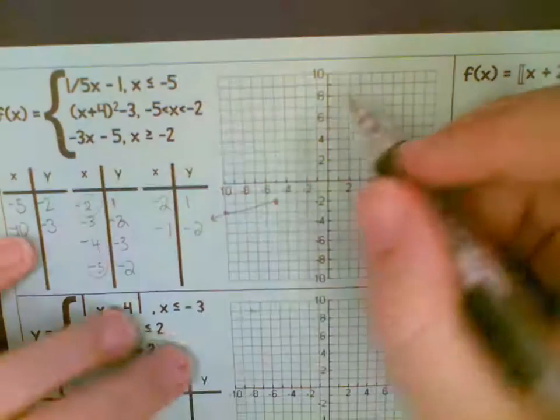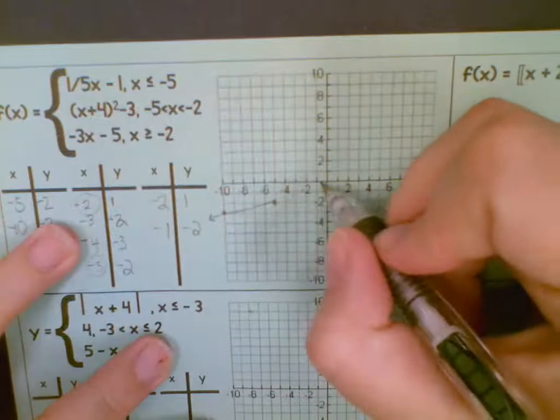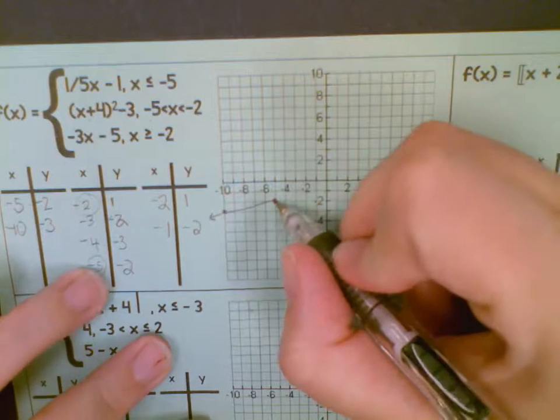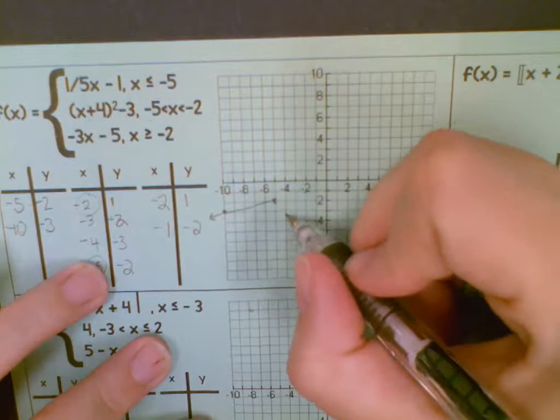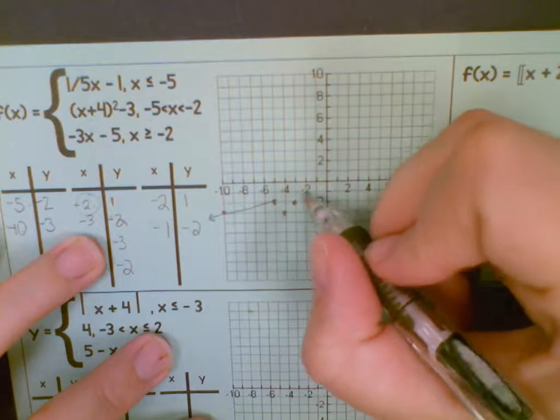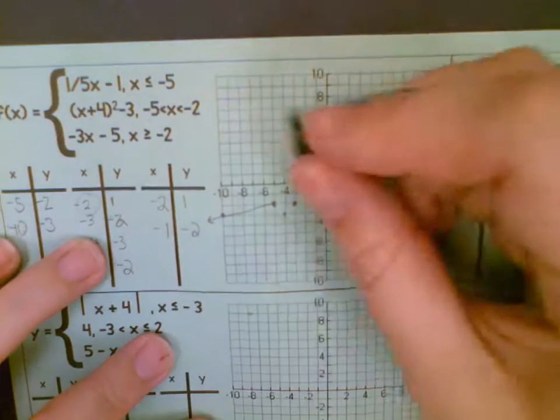Okay, so now for the middle part, we know it's a quadratic, so it should look like a parabola. We have -5, -2, -4, -3, -3, -2, and -2, 1. Oh, but that was supposed to be a hole.